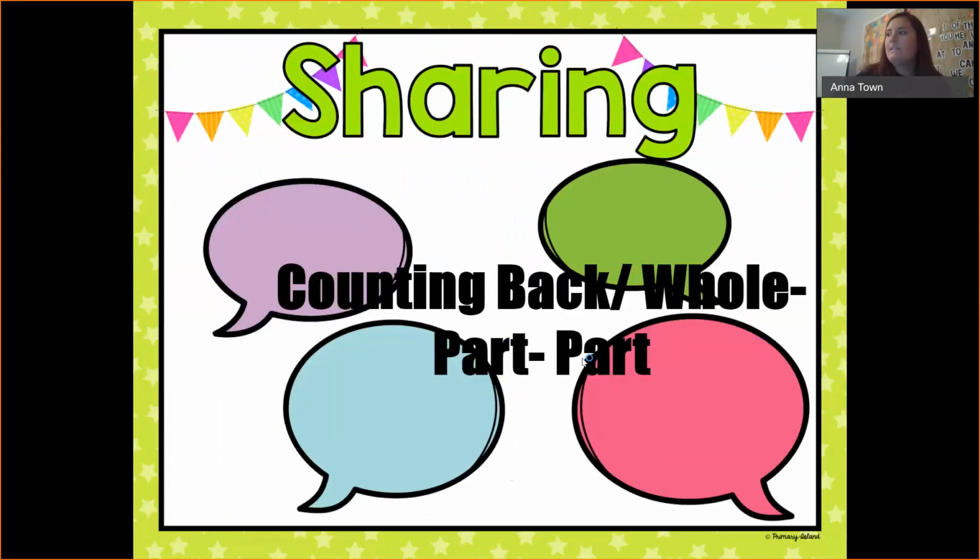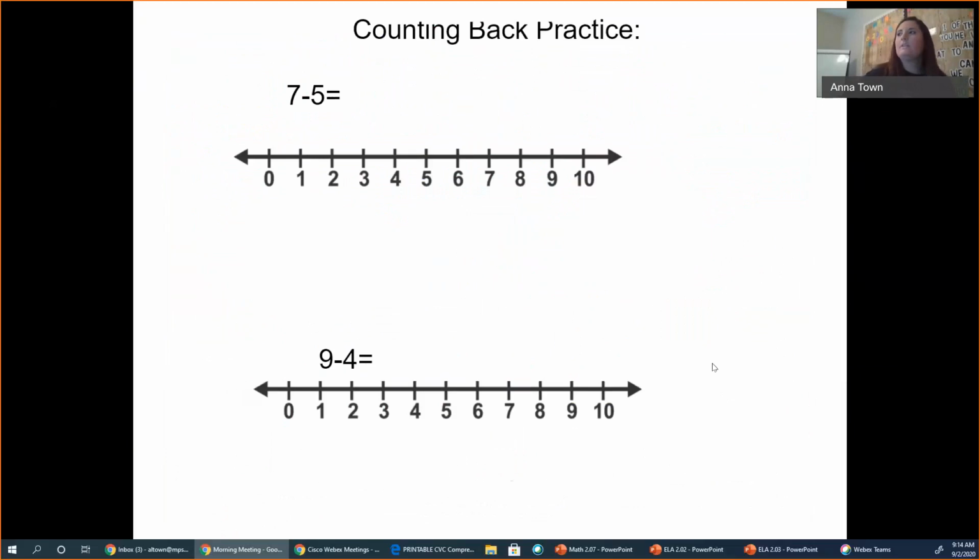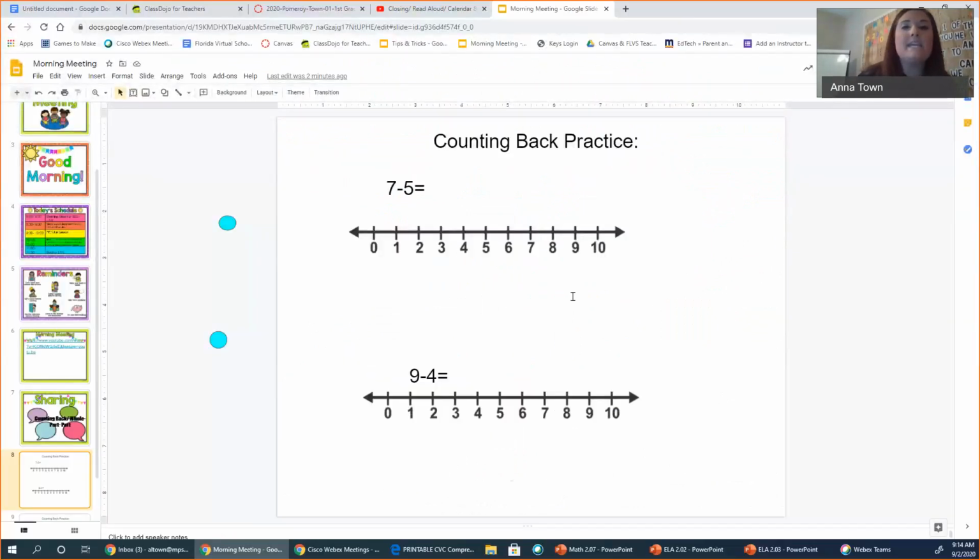What we're going to do today is we're going to review counting back and whole part for math. Yesterday, we learned a strategy of using a number line to help us solve a subtraction equation. So in subtraction, we start with the whole, and then we take away a part and get a part. In addition, we start with a part and another part, and we get our whole.